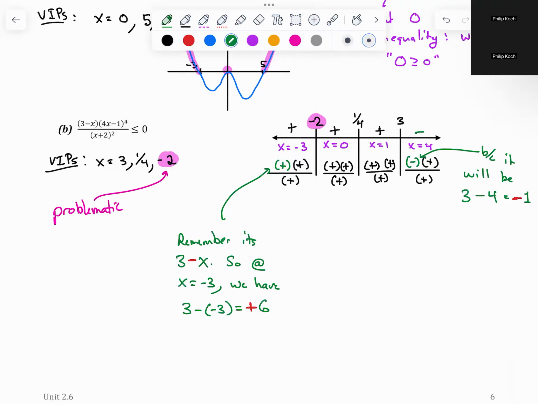So that piece is the only piece that's negative, and that is a piece that I want. That is a piece that I want. Any questions on the sign chart?